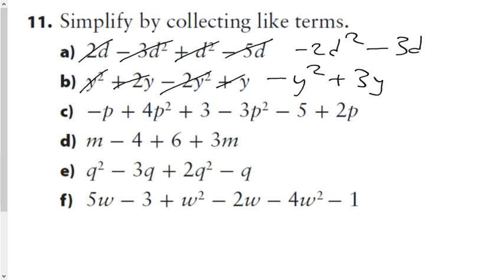Now the next one is a 6-term polynomial. Gather my p's first. 4p squared and negative 3p squared going to make 1p squared. Negative p and positive 2p make 1p. And negative 5 and positive 3.